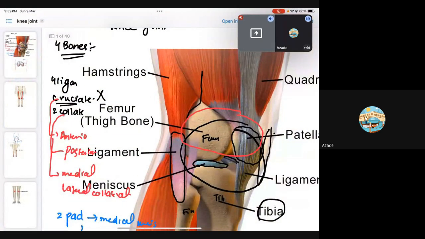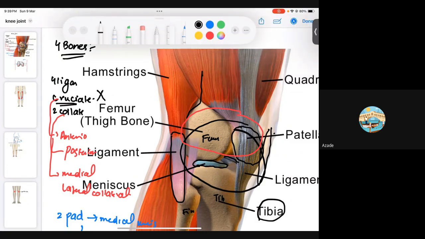Can you please name those bones? The femur, tibia, fibula, and patella. Perfect. There are four ligaments. Two of them are cruciate, the anterior cruciate ligament and the posterior cruciate ligament. We discussed the word cruciate. What do we mean? Cruciate means I think it's crossed over from the anterior to posterior.